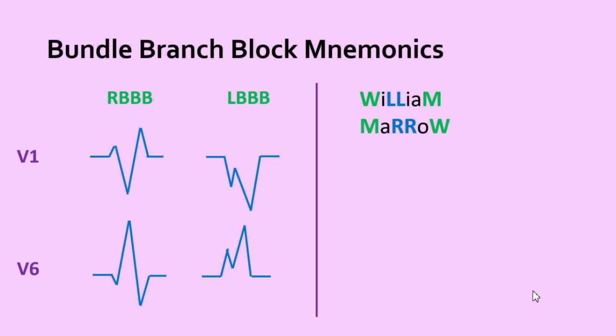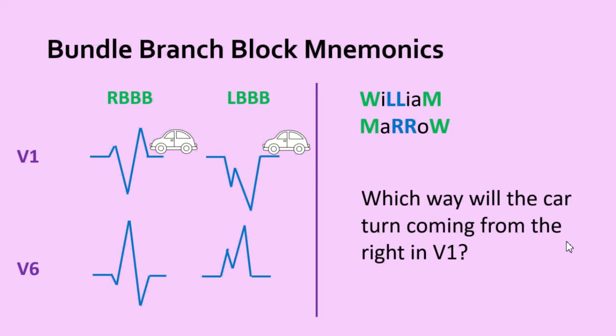The second memory hook I've come across is, let's pretend you have two cars that are driving left in your V1 lead, and they come to the QRS complex. Which way is the car going to turn coming from this direction? In a right bundle branch block, this car is going to signal and turn right to go up here, giving you a right bundle branch block, while in a left bundle branch block, the car will have to turn left to continue following the road. And that is another way to try and remember the bundle branch blocks.